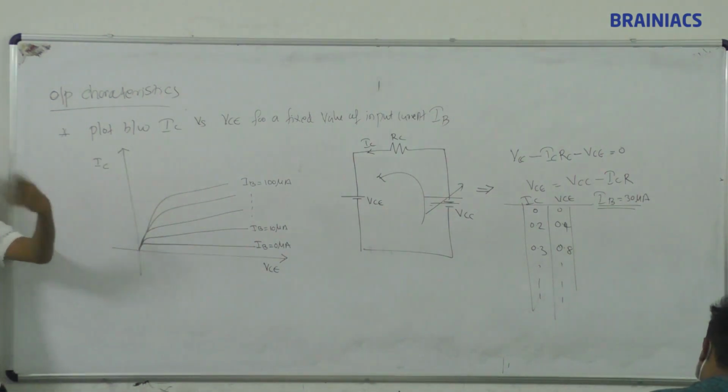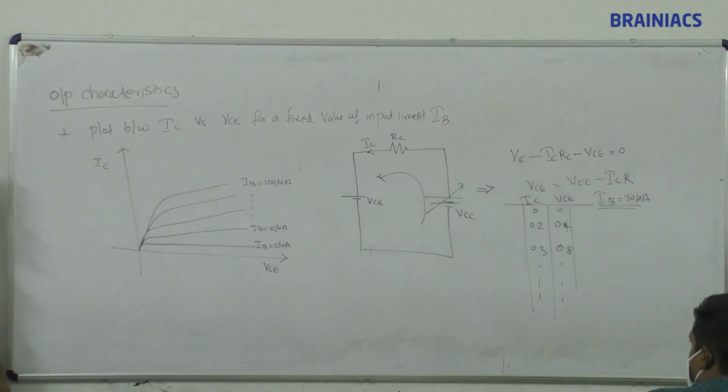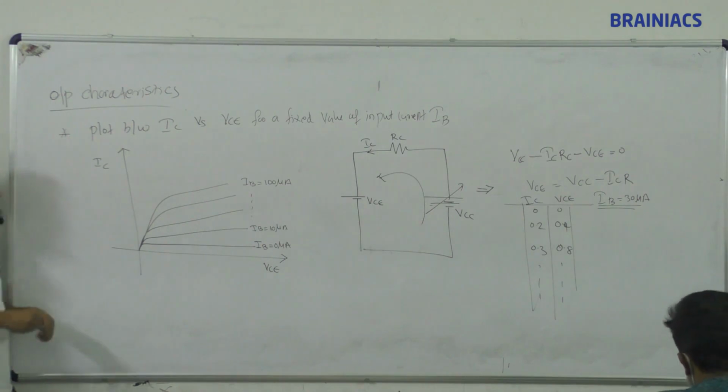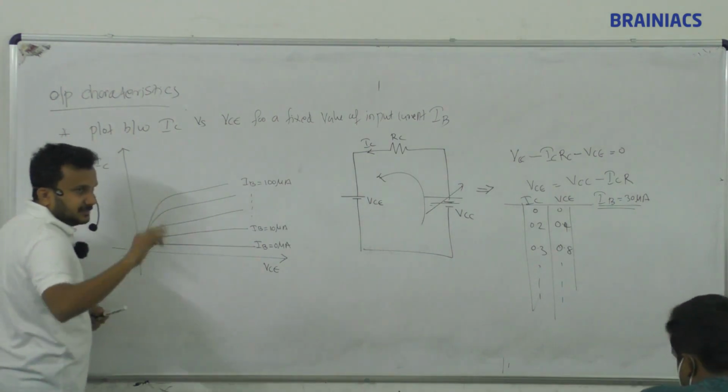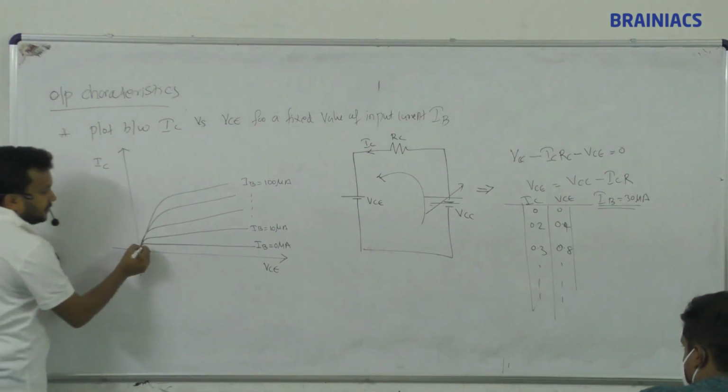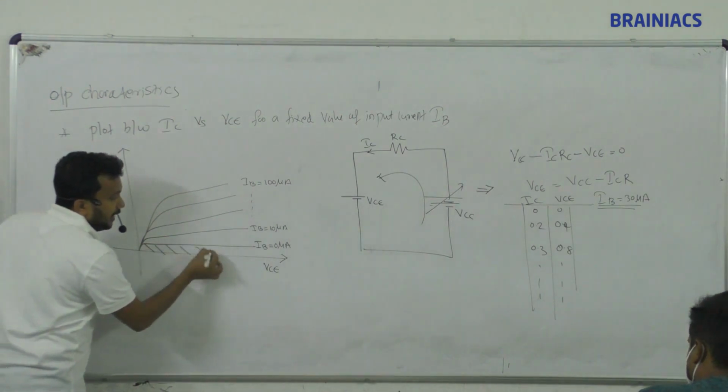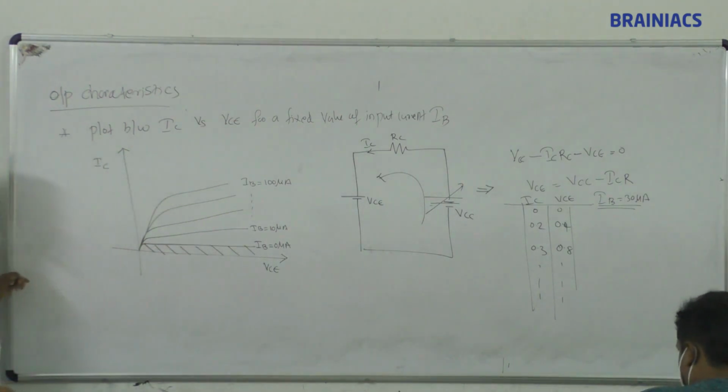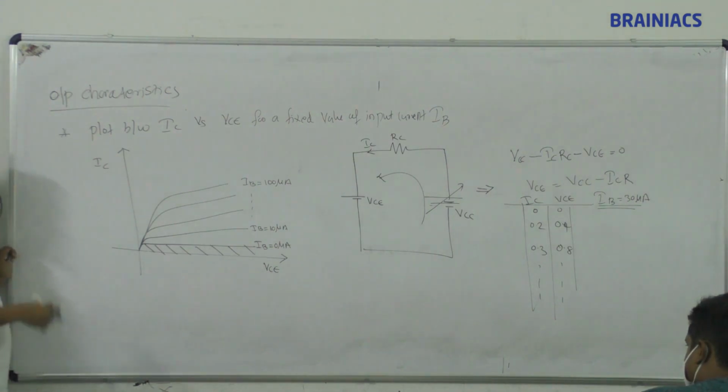VCE, the collector emitter voltage: is the collector forward or reverse biased? Reverse biased. Now the graph will have 3 sections, 3 areas. The first area is the line below IB. When IB is equal to 0, the transistor is a current controlled current device, where current control means current is controlling the current device.